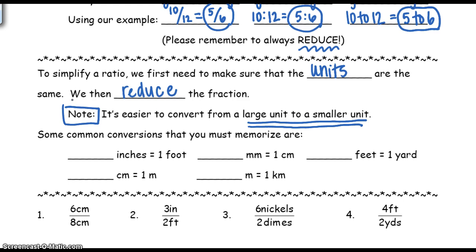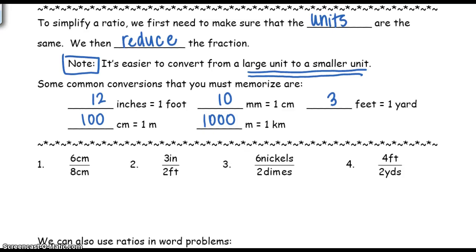And there's a couple of conversions you might not know. You should know them, but you might not know them. You should know them after today, though. So 12 inches are in a foot. 100 centimeters are in a meter. It's a whole meter stick. There are 10 millimeters in a centimeter. There are 1,000 meters in a kilometer. And there are 3 feet in a yard. Okay, you might need those whenever you do your practice with this.